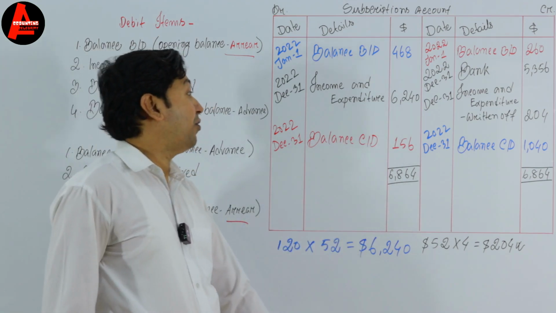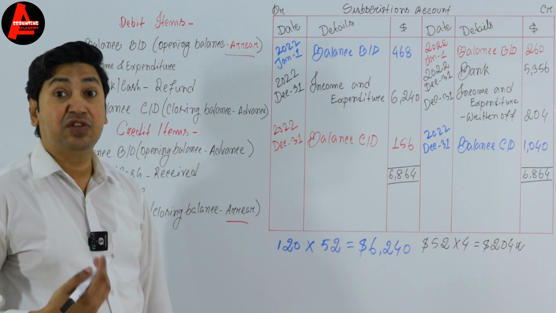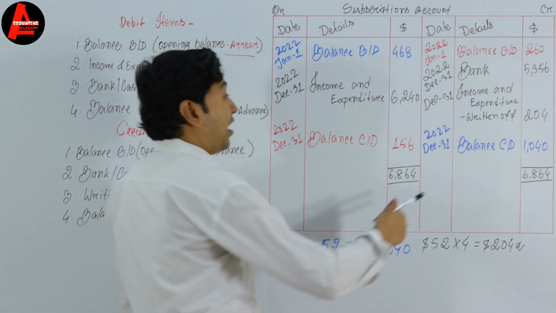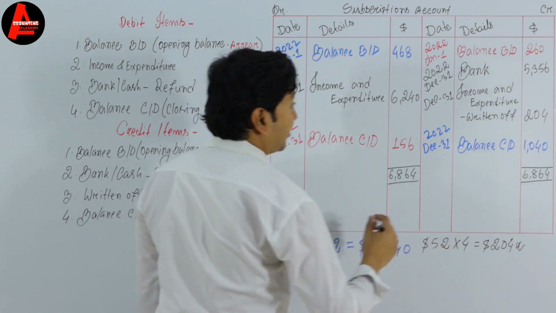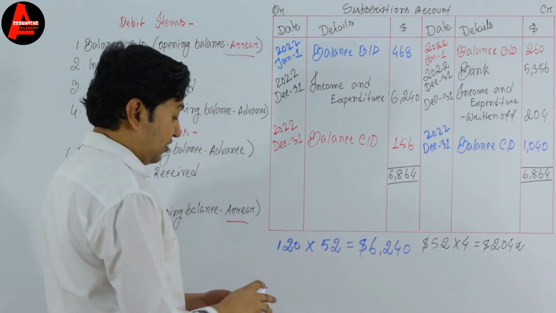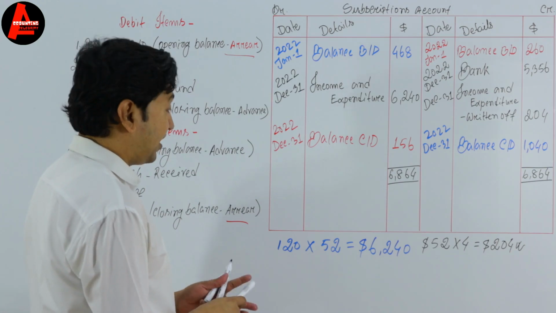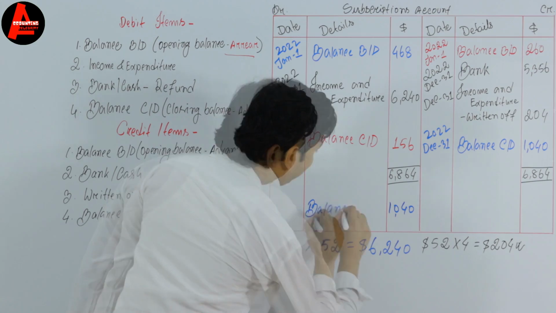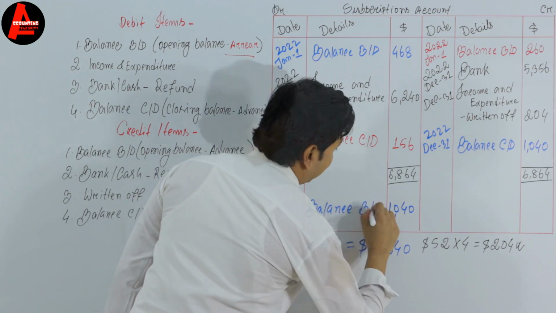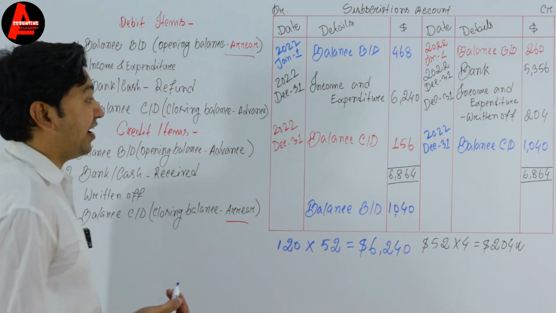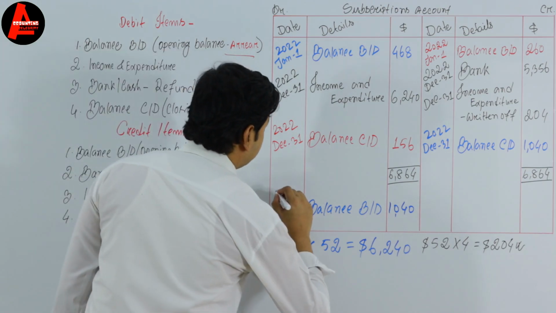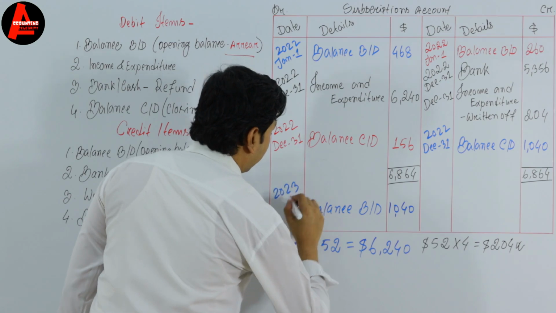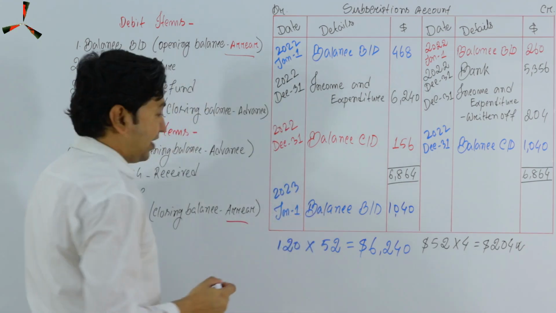Now it is a requirement in the question to bring down the balance. How to bring it down? It is simple. We have here balance c/d on the credit side, $1,040. So this will appear on the debit side, $1,040. We will write here balance b/d, which stands for brought down. And the date will be the first day of the next financial year, which starts on 1st January 2023.